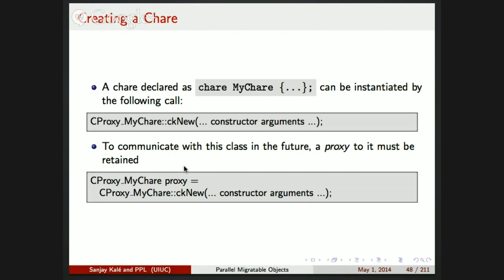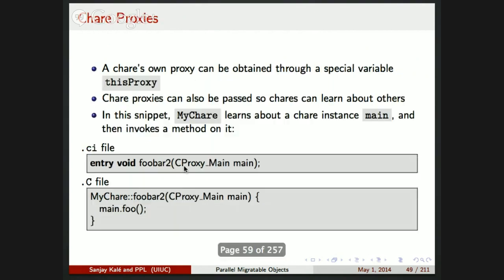So whatever arguments you've defined in the entry method for the constructor in the CI file, that's where you would pass them here. And then to communicate with the class in the future, instead of just creating this new class, we also want to store its proxy in some variable. So we've declared a variable to store the proxy, we create the chare and store it, and then we can actually do the remote method invocation, which we'll talk about here.